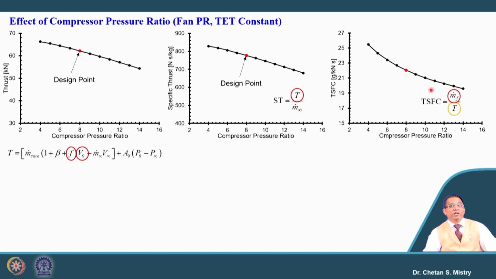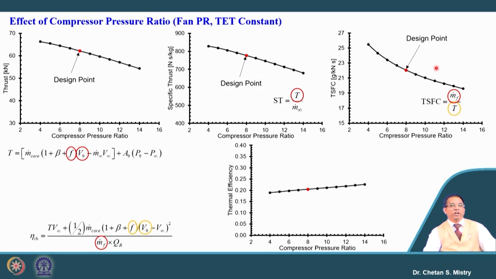Same way here, my thrust specific fuel consumption also will be increasing with the increase of turbine entry temperature. So, just be careful in terms of understanding, these are with the fixed numbers that we are discussing at this moment. And just look at what is happening with the efficiency. In this efficiency term also, with the increase of pressure ratio, we will have an increase of thermal efficiency.